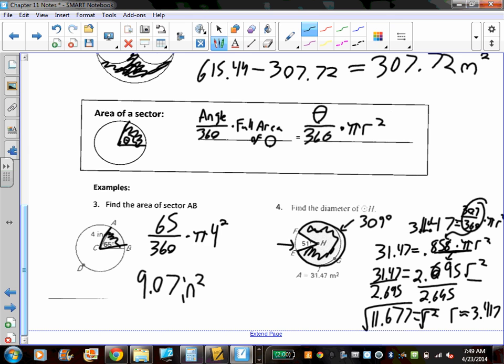To get the diameter, we're going to double that, because that's what this question is asking for in the end, the diameter, not the radius, and the radius is half of that. So that means that the diameter is 6.834. We do have units this time. We have meters, and diameter is just a length, so it's just going to have the unit of meters.